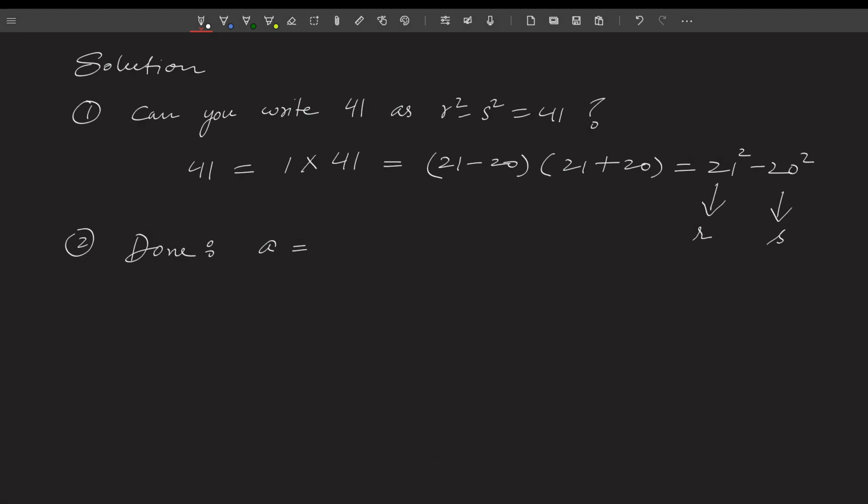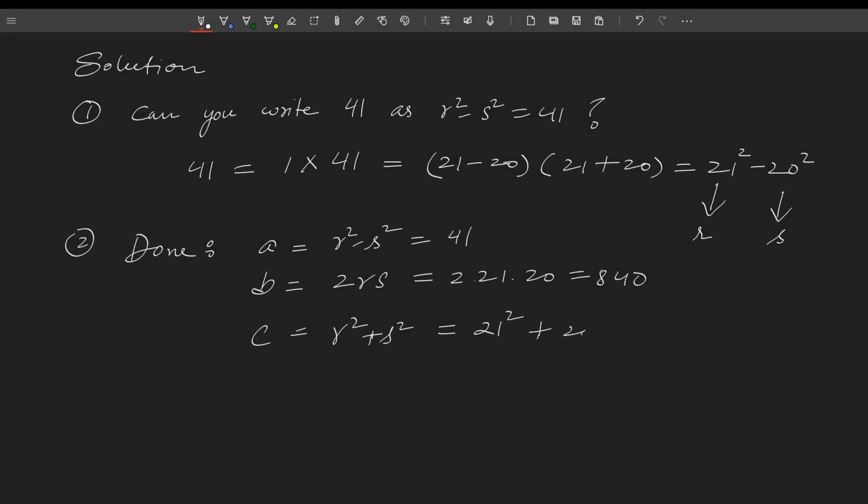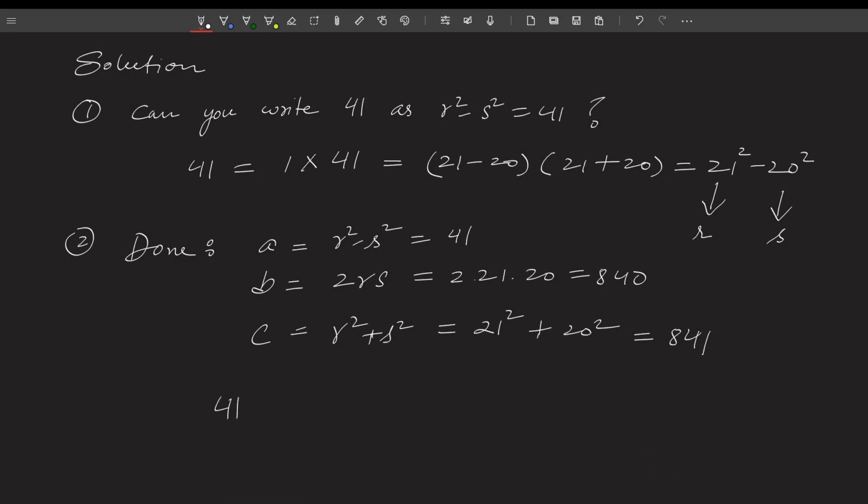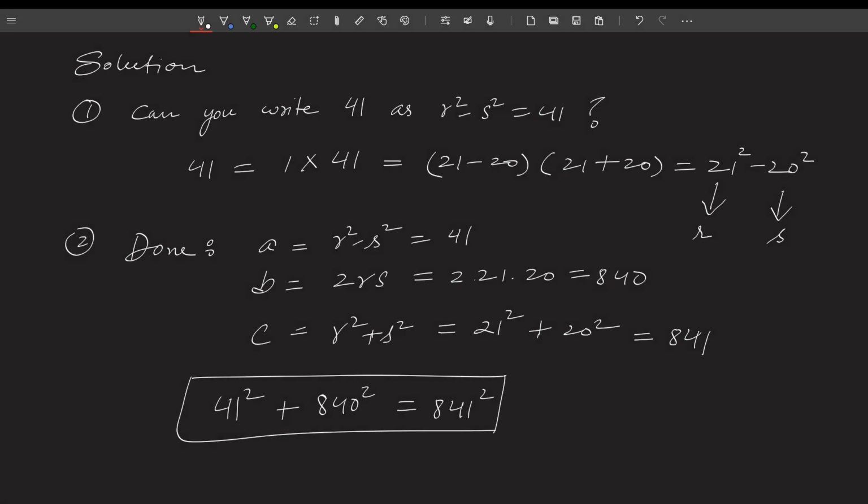The first side of the right triangle, one of the two orthogonal sides, is a equal to r square minus s square, which we know to be 41. The second perpendicular side or orthogonal side is twice rs. This is equal to 2 times 21 times 20 is equal to 840. And the third side or the hypotenuse is r square plus s square. This is equal to 21 square plus 20 square is equal to 841. So our complete solution in this case is 41 square plus 840 square. This is equal to 841 square. So by expressing 41 as the difference of two squares, we are able to find a solution for the Pythagorean triplet.